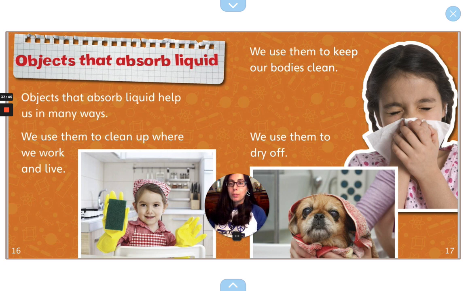Objects that absorb liquid. Objects that absorb liquid help us in many ways. We use them to clean up where we work and live. We use them to keep our bodies clean. We use them to dry off. Or even to blow our nose. It's a good thing that tissues are absorbent. You wouldn't want to blow your nose into something that repels liquid, would you? That would be a snotty mess.